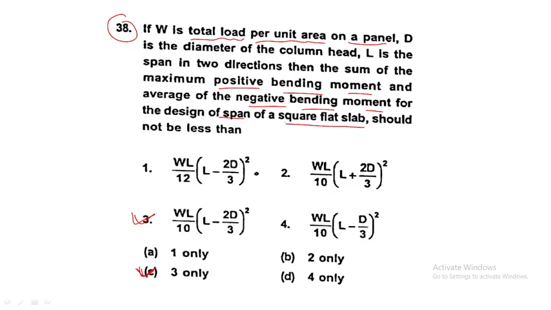W is the total load on a panel. D is the diameter of the column head. L is the span in two directions. Then the sum of the maximum positive bending moment and average negative bending moment for design of a span of a square flat slab should not be less than this. So you have to remember this formula, W L by 10 into (L minus 2D by 3) whole square.